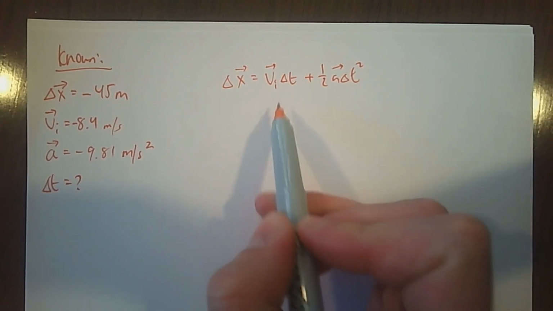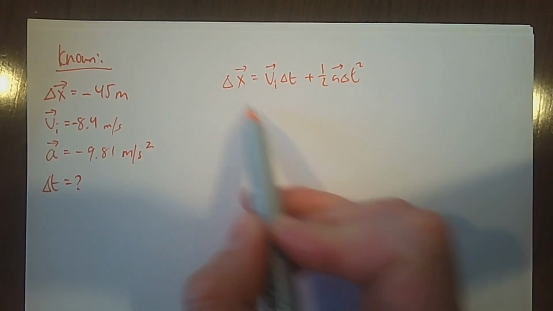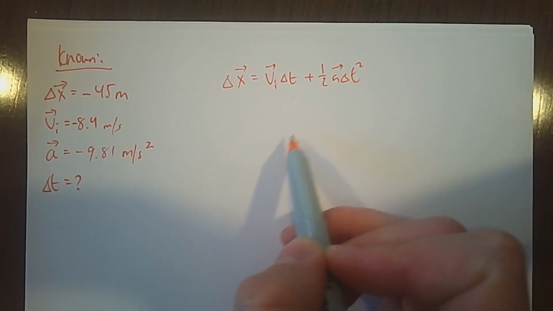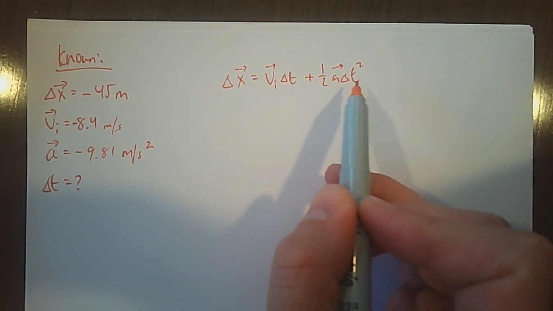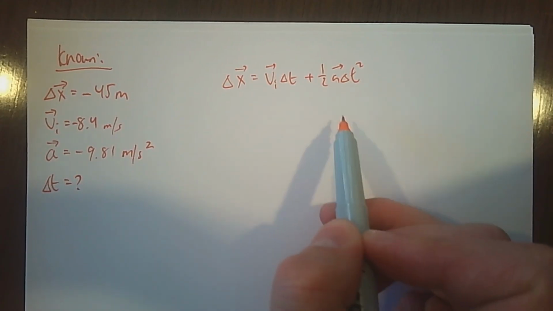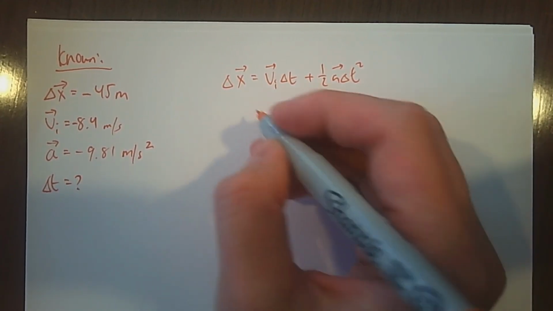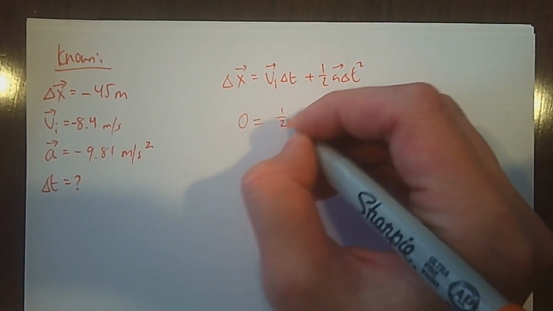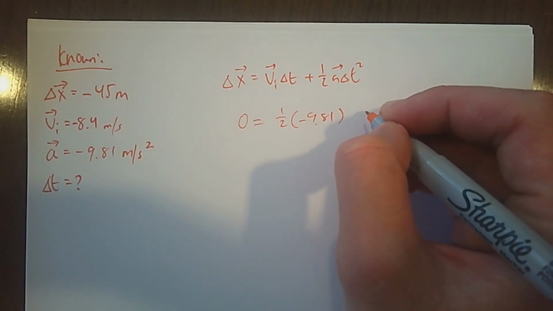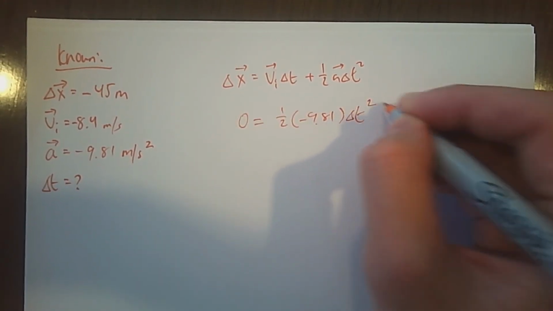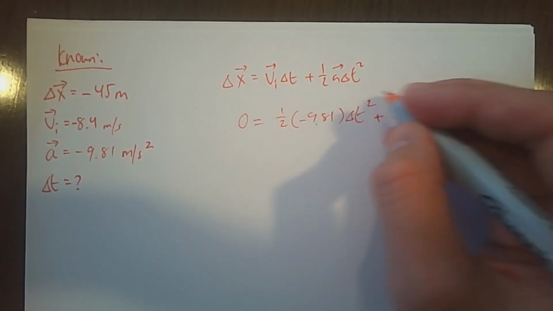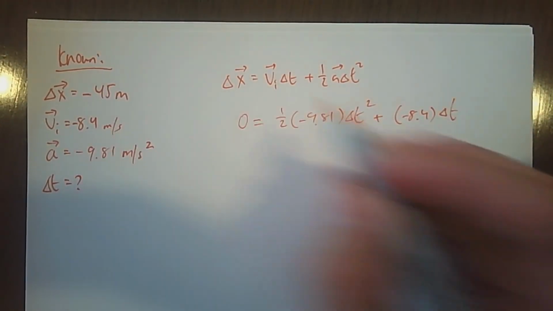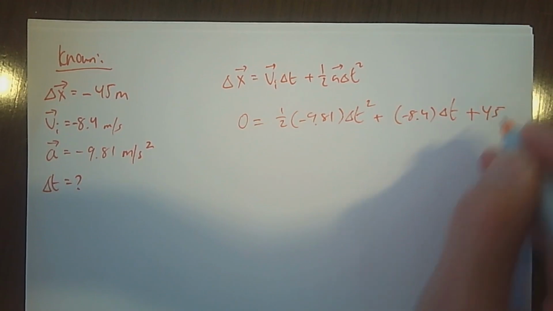Let me go ahead and rearrange this equation to have delta x on the other side. I'm going to put this in the format that I'm used to, where I have a coefficient a times the variable squared plus bx plus c. So we have 0 equals 1/2 times a, which is negative 9.81, times my unknown squared, plus v i delta t, which would be negative 8.4 times delta t, and then minus a negative 45, which would be plus 45.